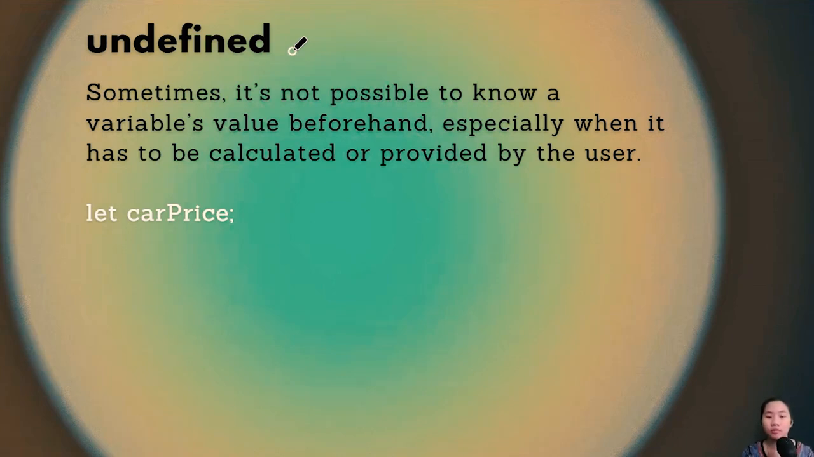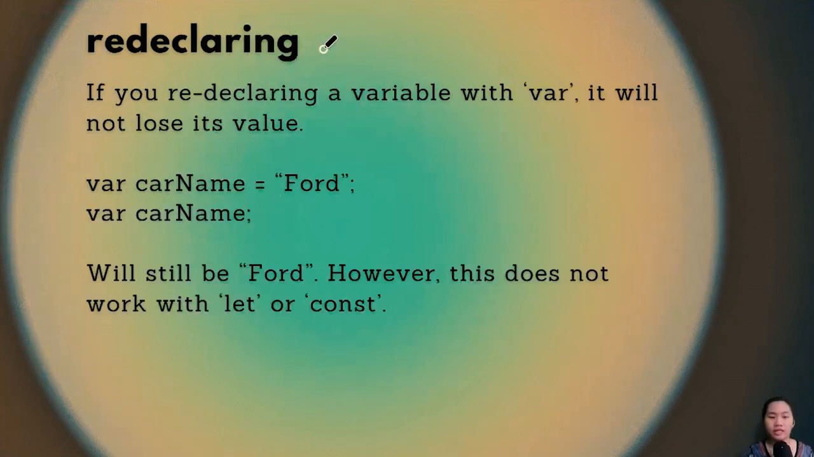Undefined. Now, what is that? Sometimes it's not possible to assign a value beforehand, especially if it needs to be calculated or it needs to be taken from somewhere. So, for example, a user, and you couldn't possibly know what each user would input. So the best method is to have an undefined variable. And you can easily do this with var and const as well, not just let. Car price, and then end it with a semicolon. That's it. It works like that.